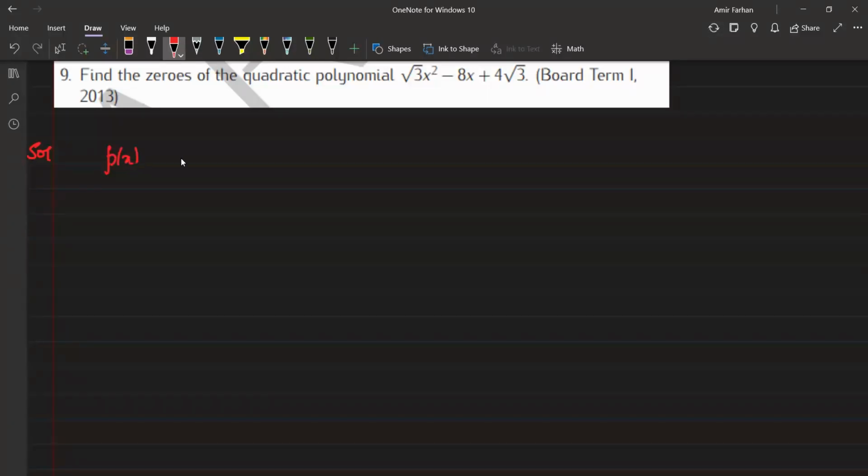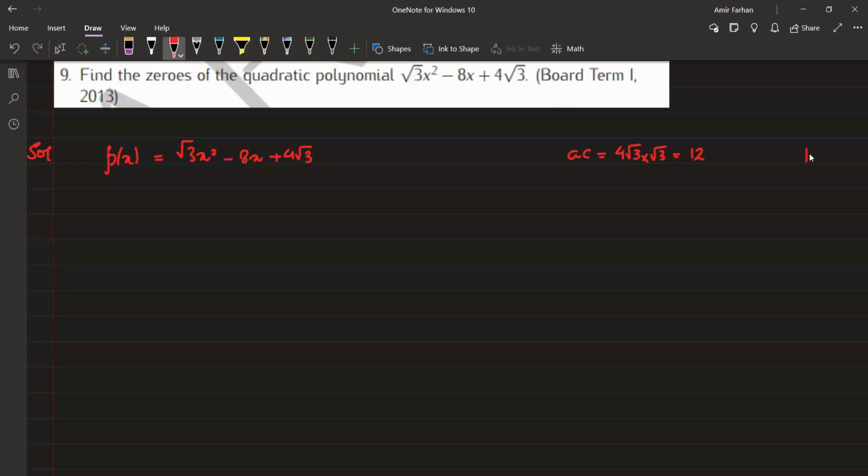So P of x is written as root 3 x square minus 8x plus 4 root 3. What you will do is use the middle term split. You have to split this term in such a manner that when you add or subtract, you get the middle term, but when you multiply, you get the value of a into c. So a into c is 4 root 3 into root 3, which is nothing but 12.